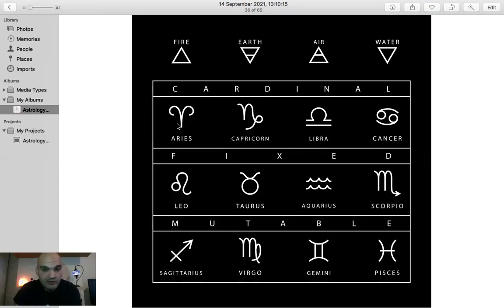So the cardinal signs are Aries, Capricorn, Libra, and Cancer. Another thing to mention, I will read about this as well, but I'll just mention it now. Cardinal signs are the first signs of each season. So Aries is the first sign of spring. Cancer is the first sign of summer. Libra is the first sign of autumn. And Capricorn is the first sign of winter. Then the fixed signs are Leo, Taurus, Aquarius, Scorpio. And then the mutable signs are Sagittarius, Virgo, and Gemini. But as I said, as I go through the slides, this will become more clear.